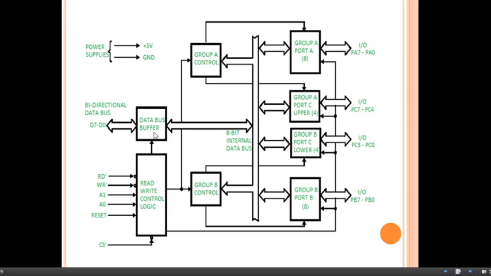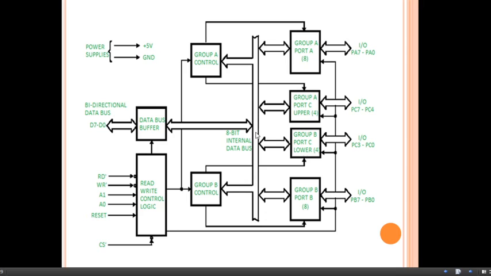First one is the data bus buffer. As we can observe, the arrow direction is in two ways. So it is a bidirectional 8-bit data bus buffer present in 8255, and it is used to interface the data lines. This is nothing but the internal data bus of 8255.